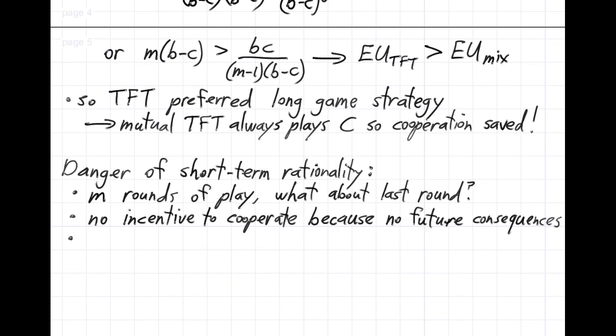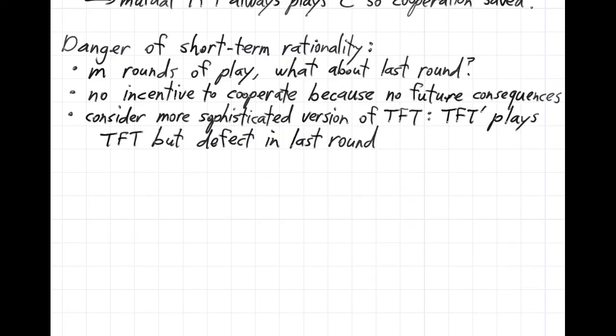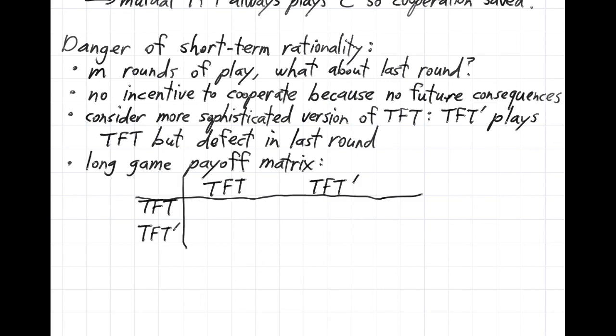So if we were thinking about the two options of playing tit for tat or all D, what if we made a little bit more of a sophisticated version of tit for tat? Let's call it tit for tat prime. And what they do is they play tit for tat, but they defect in the last round. So what would that game look like if we just had the possibility of tit for tat and the new tit for tat prime strategies? So the only thing that changes is the last round. So over the first M-1 rounds, they'll play mutual cooperation, and then in the last round, things could change.